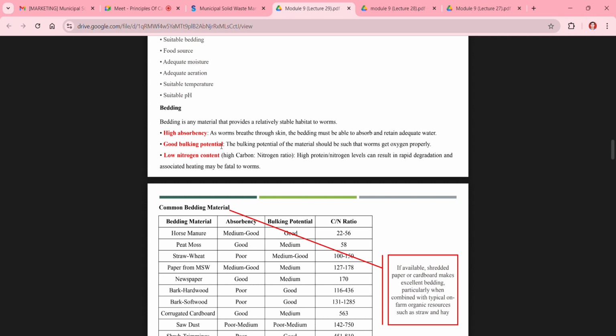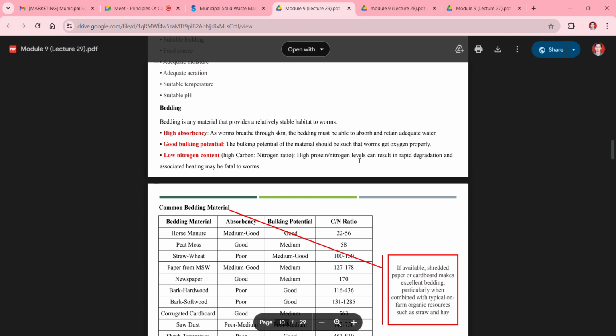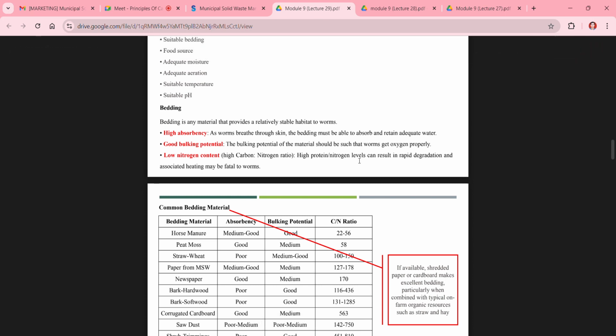So high protein content will be provided. High protein or nitrogen levels can result in rapid degradation, and associated heating may be fatal to worms, because if the temperature goes higher, around 60 to 70 degrees Celsius, worms are not going to sustain at that temperature. So we need a lower temperature, and to sustain that lower temperature, we don't need very high protein content in this solid waste material or bedding material.